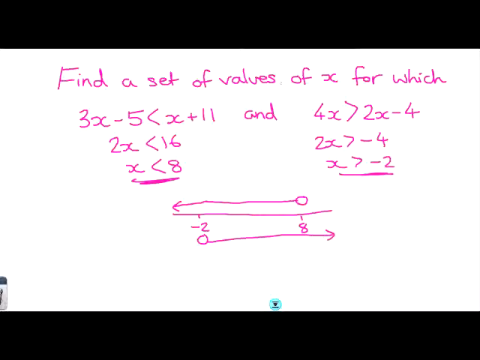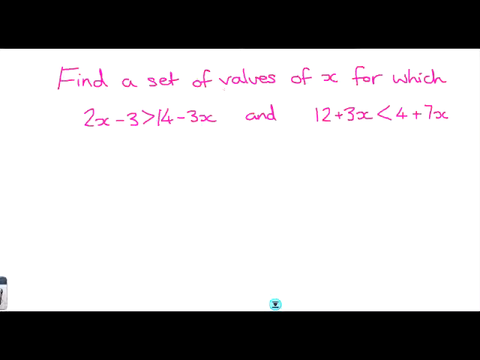So find a set of values that works for this one on the left and the one on the right. You should be able to see, just get my highlighter out, it's all of these numbers in this area here. So what we can say, the numbers have to be less than 8 but more than minus 2. That will work for both of them. Let's try another one.